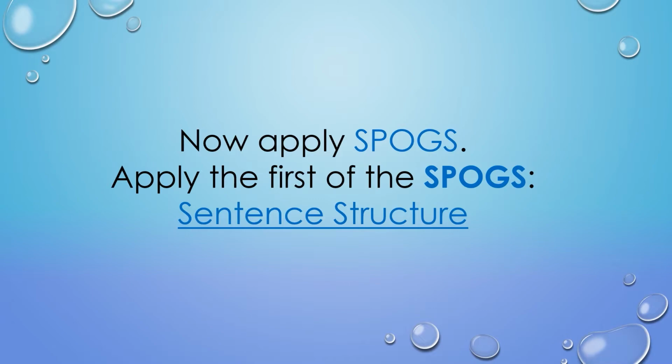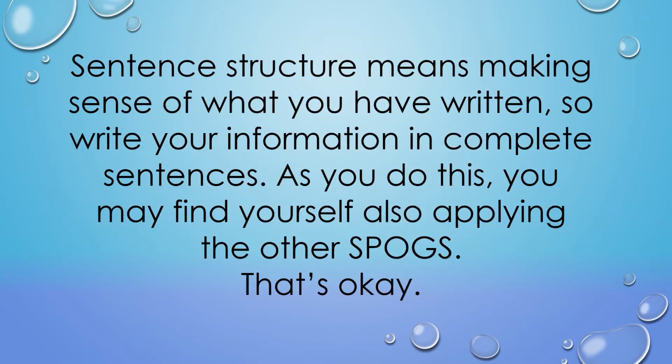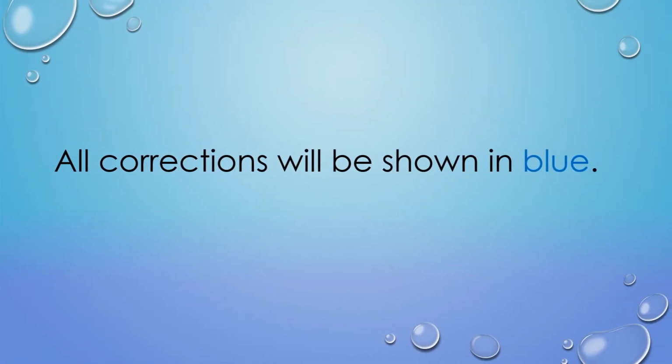Now apply SPOGS. Apply the first of the SPOGS, sentence structure. Sentence structure means making sense of what you have written. So write your information in complete sentences. As you do this, you may find yourself also applying the other SPOGS. That's okay. All corrections will be shown in blue.